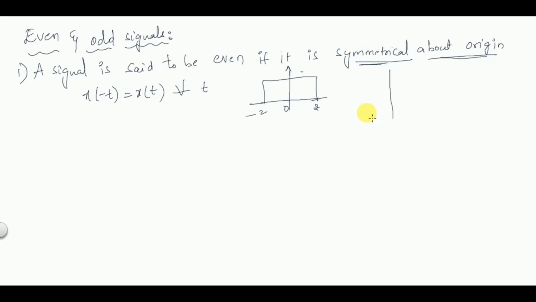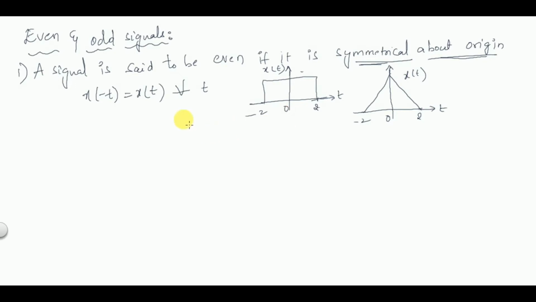Okay, so triangular signal. It is also looking same for both positive and negative values. So it is symmetrical about origin. Okay, so the x-axis is t, and this is x of t. Any signal x of t of such type is said to be an even signal.